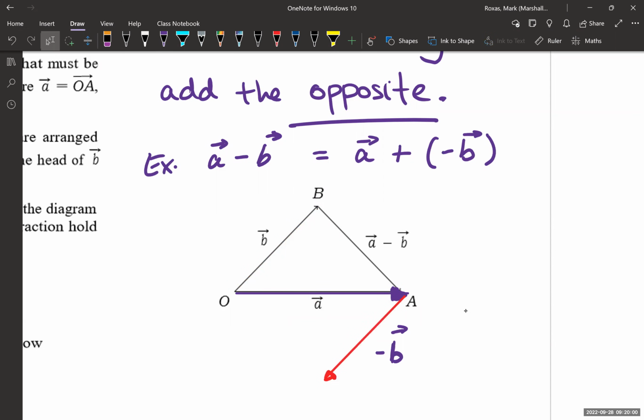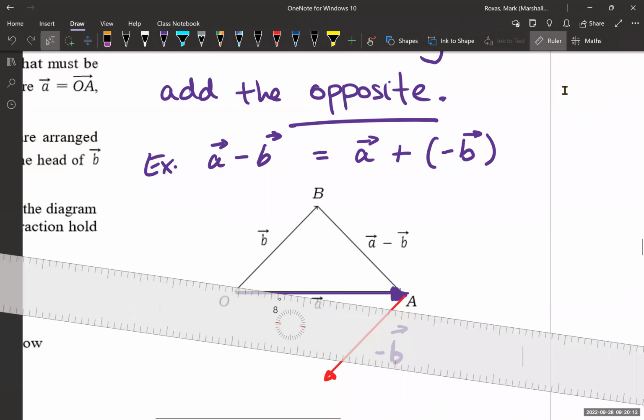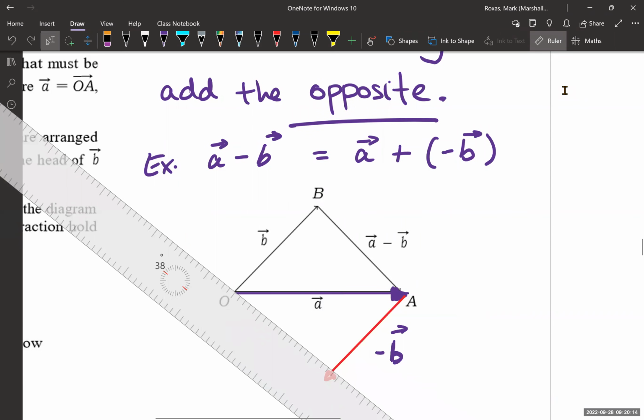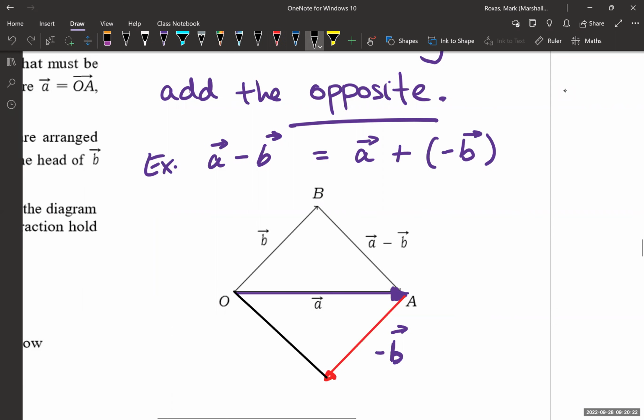Just gonna put it down here. Okay. Well, I didn't have to actually do that. If you're drawing it, you could draw it there, but that's fine. We'll just leave it like that. Now, if I connect the resultant from the tail of A to the head of negative B, this resultant, that's A minus B.